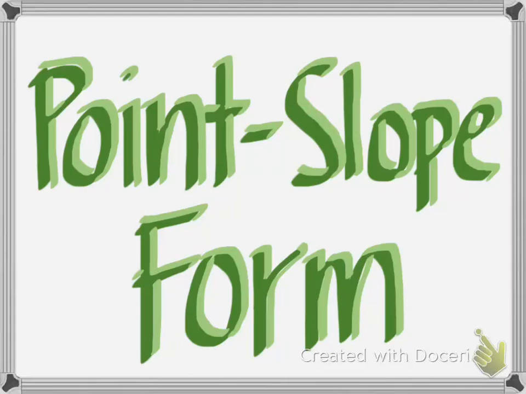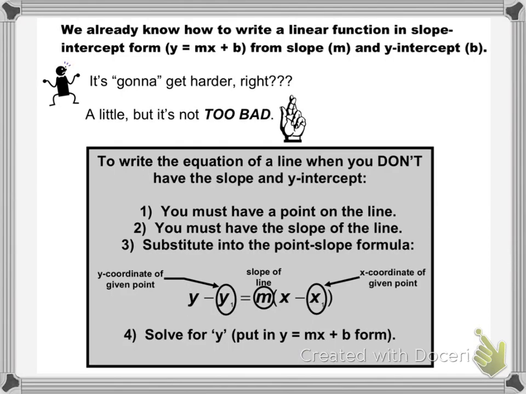Hi students, today we will learn about the third and final form of a linear equation called point-slope form. Okay, so we already know how to write a linear function in slope-intercept form, y equals mx plus b, when we know the m, the slope, and the b, the y-intercept. Remember, we just replace the m and the b with those two numbers. Boom, we're done.